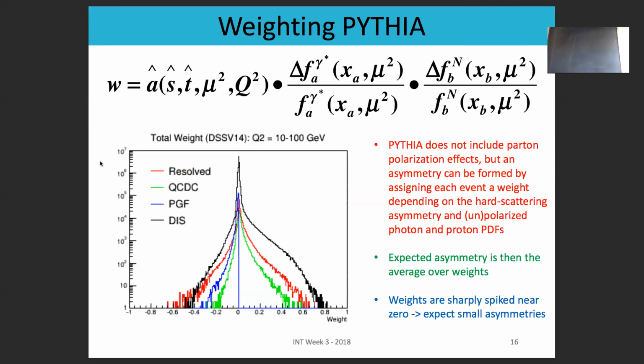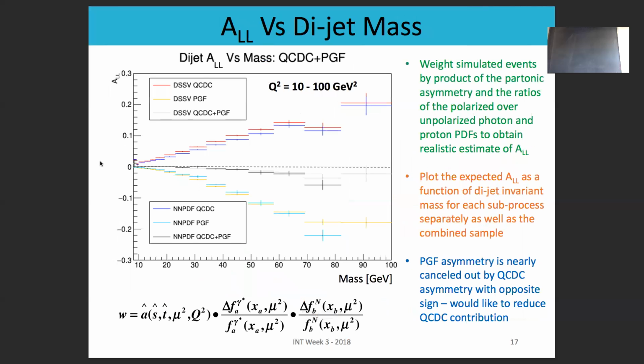So I use DSSV14 and NNPDF 1.1 for the polarized distributions, and then the corresponding unpolarized sets that those two collaborations use to extract them. So I think for DSSV it's MSTW 2008, and for NNPDF it's NNPDF 2.3, I think I used. And here you just see for all the different sub-processes what the weights look like. And so this is what we get.